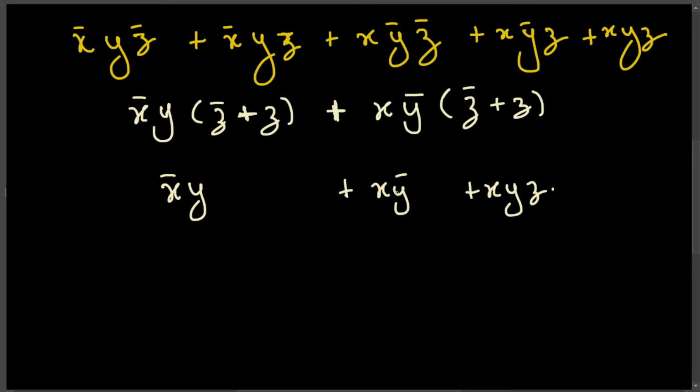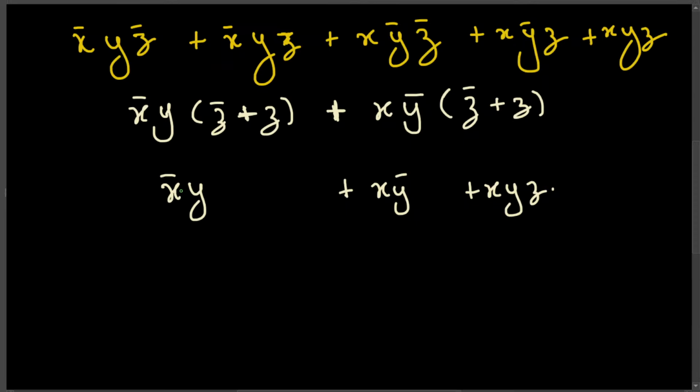Okay, so for these two I cannot take anything common. For these two I can take x common, but that's not going to do anything, because we have y bar plus yz. We cannot simplify anything, so we can just leave it as it is, and this is our final expression. Now let's actually try to design this circuit.